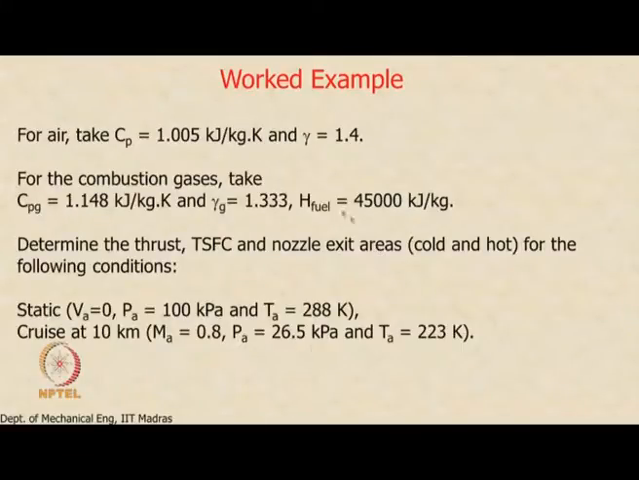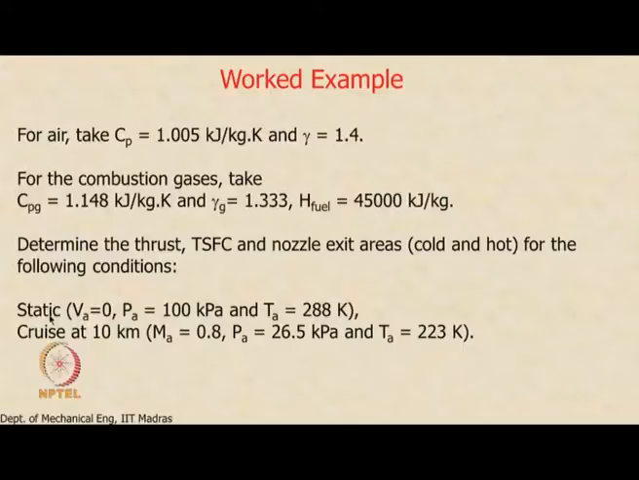So, the properties are given here for air, Cp and gamma, and for combustion gases. The calorific value of the fuel is also given here. We are asked to determine the thrust specific fuel consumption and the nozzle exit areas, both the cold and the hot nozzle, for the following conditions. Two conditions are considered.